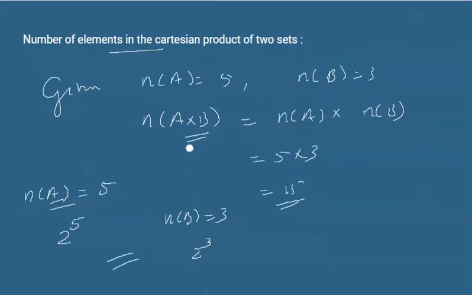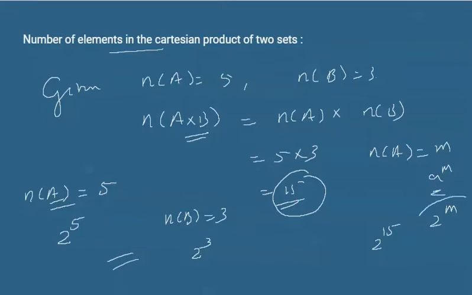Now, n of A cross B is equal to 15. How many subsets are there for A cross B? It's very clear. There will be 2 raised to 15 subsets. So you can say if n of A is equal to some m, then there will be 2 raised to m subsets. Clear?